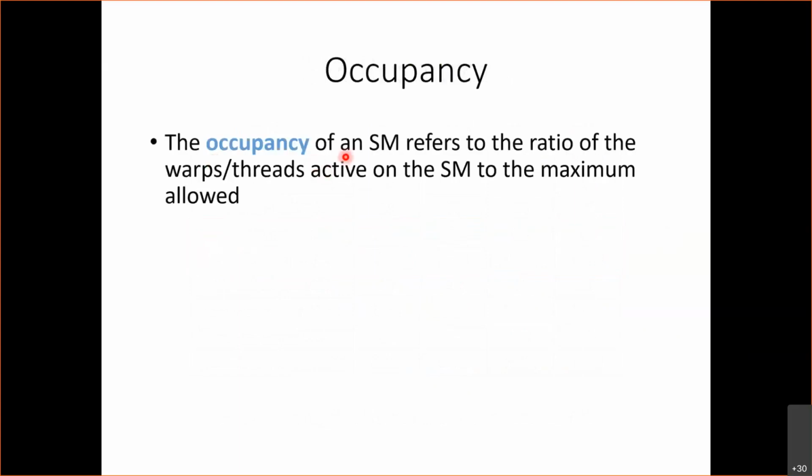The occupancy of an SM refers to the ratio of the warps or threads that are active on the SM compared to the maximum that is allowed. Here, by active I mean assigned to the SM, not the ones that are actually executed. The SM supports 2048 threads, but maybe because of how I wrote my code, my hardware will not be able to schedule more than 1024 threads on that SM. So in this case, my occupancy would be 50%.